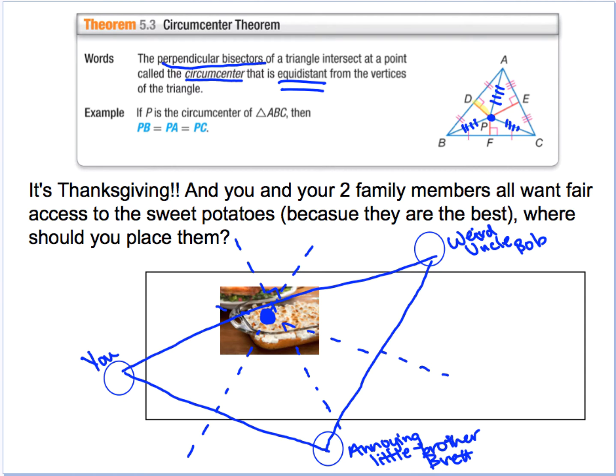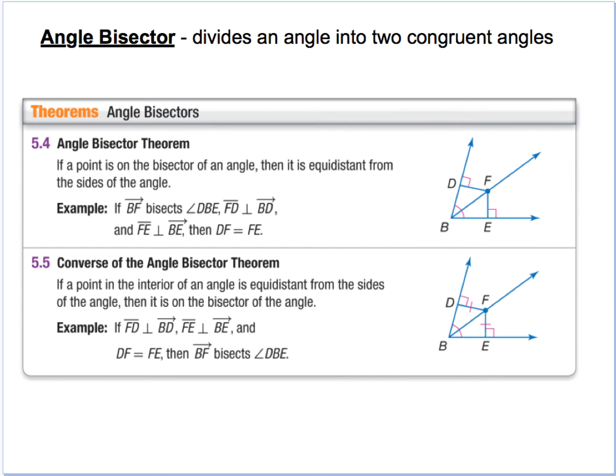Okay, so next up, those were our perpendicular bisectors and circumcenters. The next bisector we'll look at today is an angle bisector. An angle bisector divides an angle into two congruent angles. We mentioned that a couple days ago. You have segment bisectors and you have angle bisectors. So an angle bisector just divides an angle into two congruent angles. You constructed those at the beginning of the year.